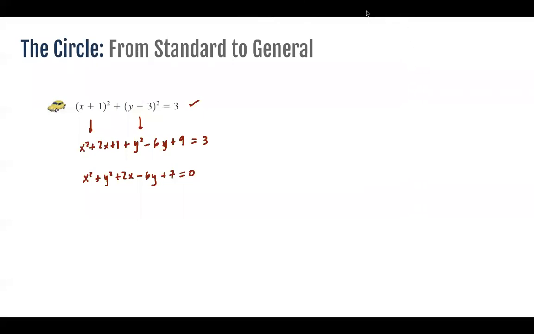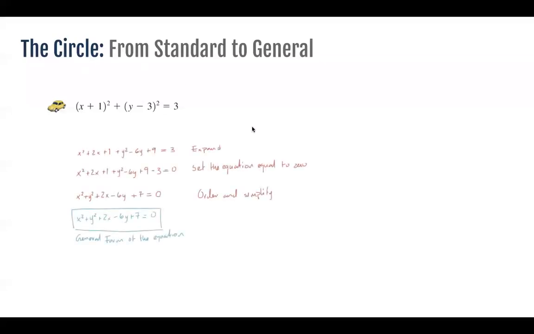So going from standard to general, it's simple. The other way around, it's a bit more complicated because you have to find a way to rearrange the values. So this one was going this way. The other that we have to learn is going the opposite direction. And how do we accomplish that?